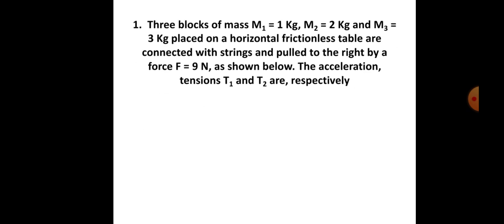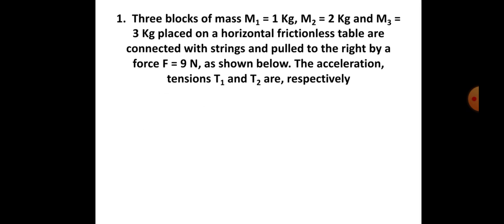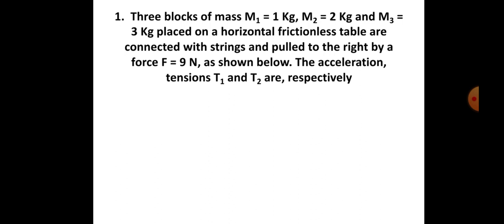የመጀመሪያው ጥያቄ። 3 blocks of mass M1 1 kilogram, M2 2 kilogram and M3 3 kilogram placed on a horizontal frictionless table are connected with strings and pulled to the right by a force of 9 Newton as shown below. The acceleration, tension 1 and tension 2 are respectively.